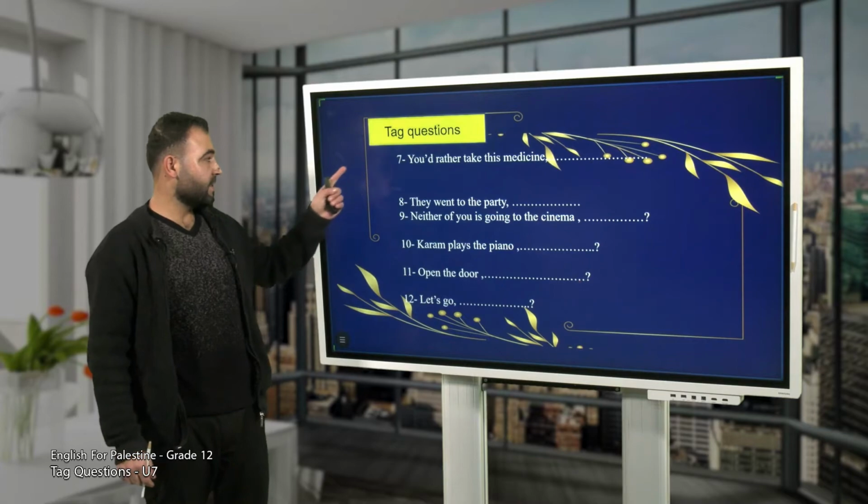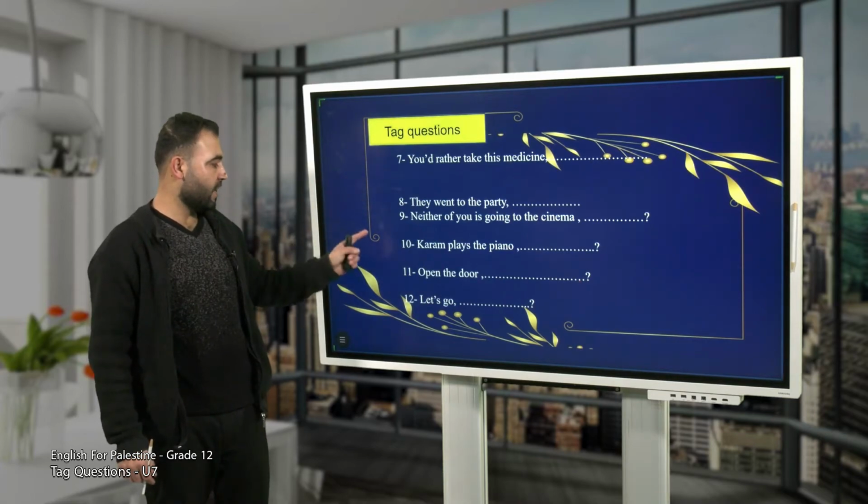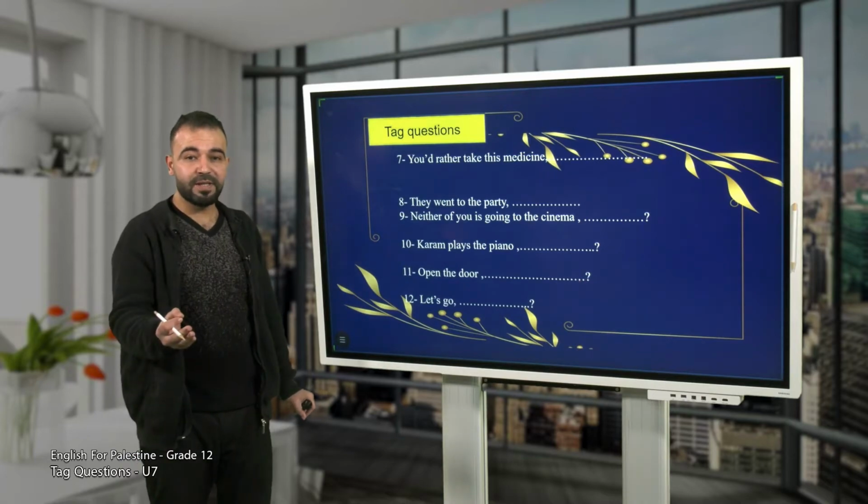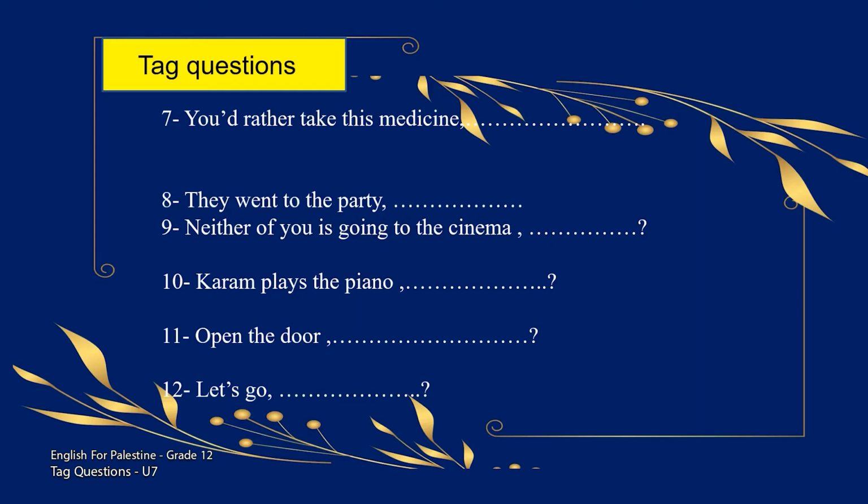Complete sentences 7, 8, 9, 10, 11, 12. Please take 3 minutes, read them, and try to write their answers.